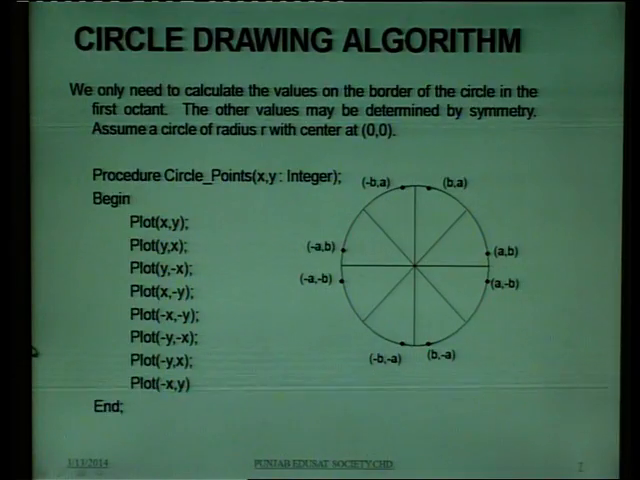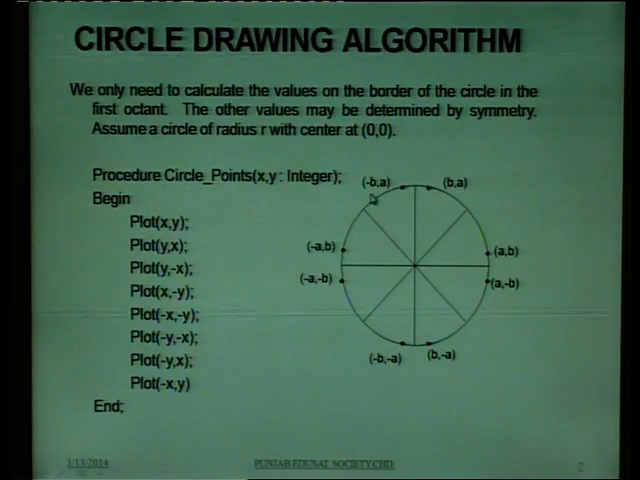The next method, which uses the 8-point symmetry technique for drawing a circle, is that we only need to calculate the values on the border of the circle in the first octant. Here you can see there are 8 octants of the circle, and in every octant of the circle we have to find the values on the border of the circle. Like this is the value of b and a in this octant, this is the value of a and b in this octant. Similarly, we will be finding 8 values in 8 octants on the borders of the 8 octants.